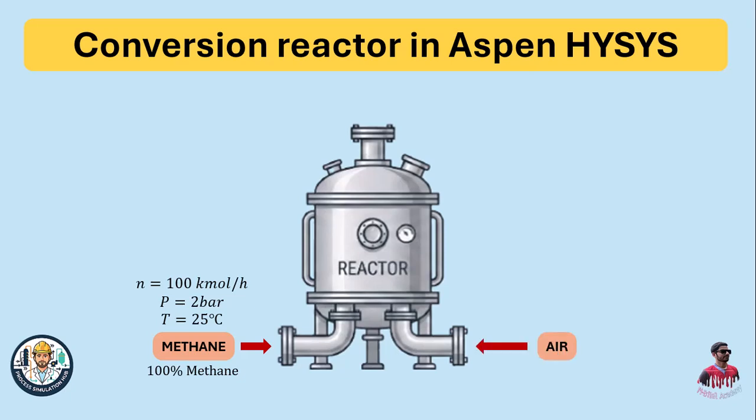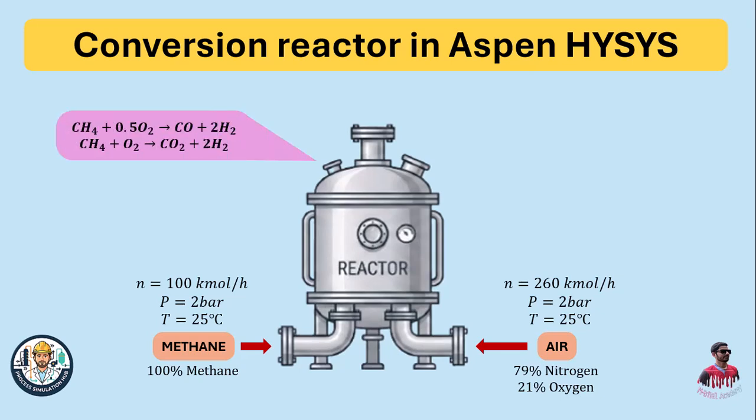Second feed stream is air. Air enters at a temperature of 25 degrees Celsius, a pressure of 2 bars, and a molar flow rate of 260 kmol per hour. This stream contains 79% nitrogen and 21% oxygen.